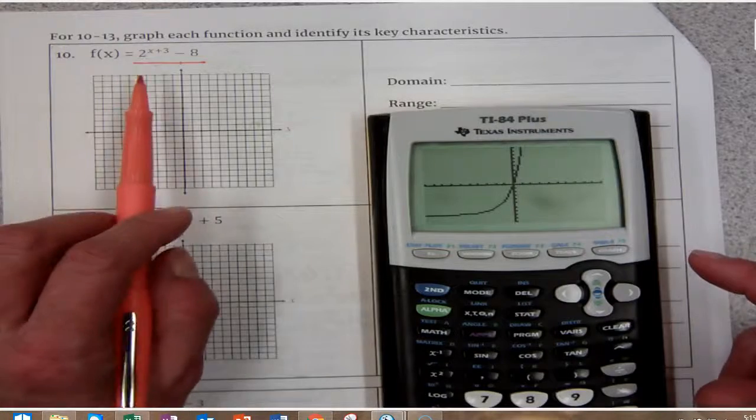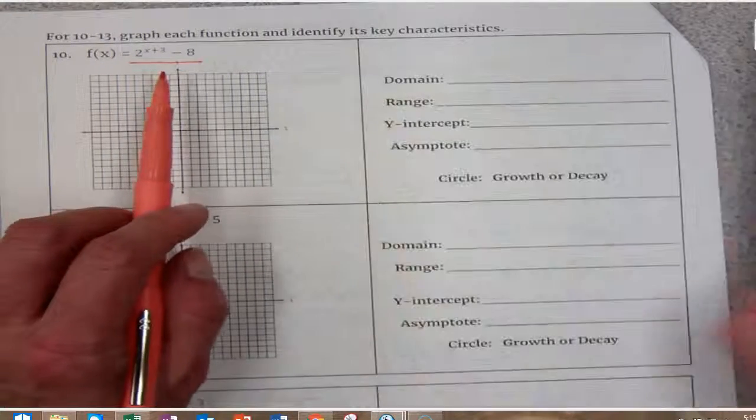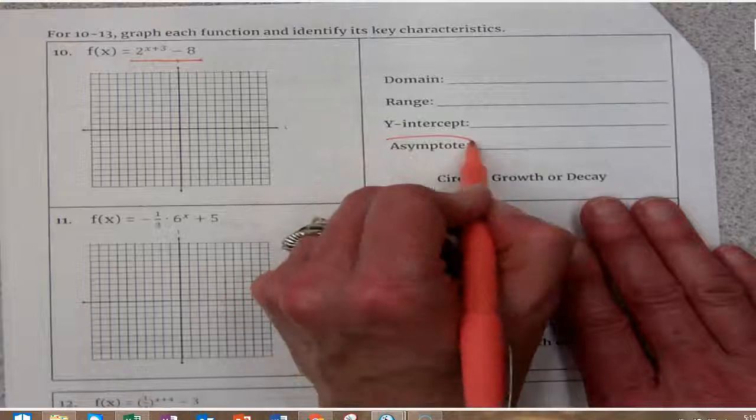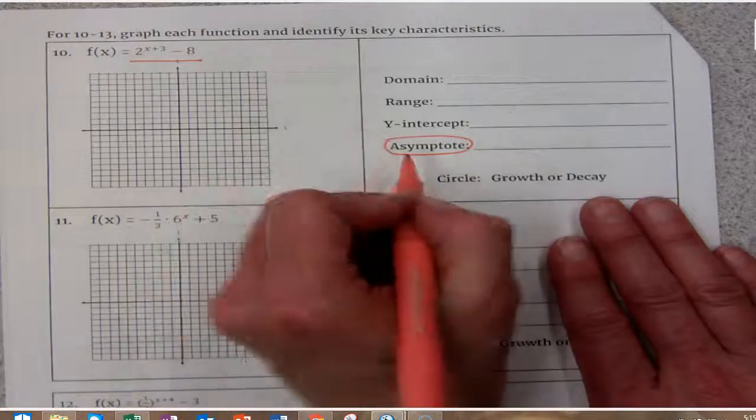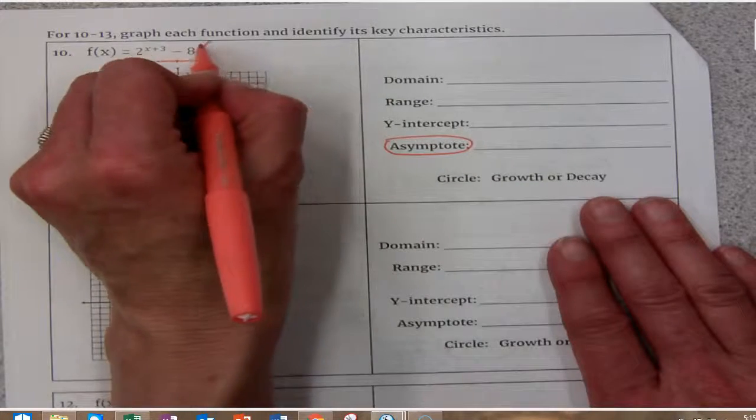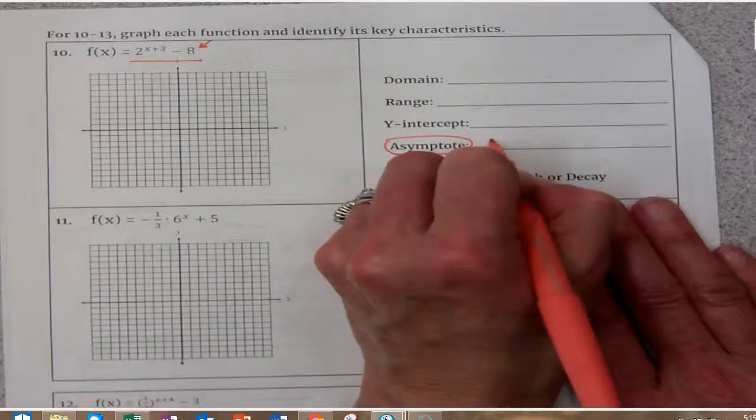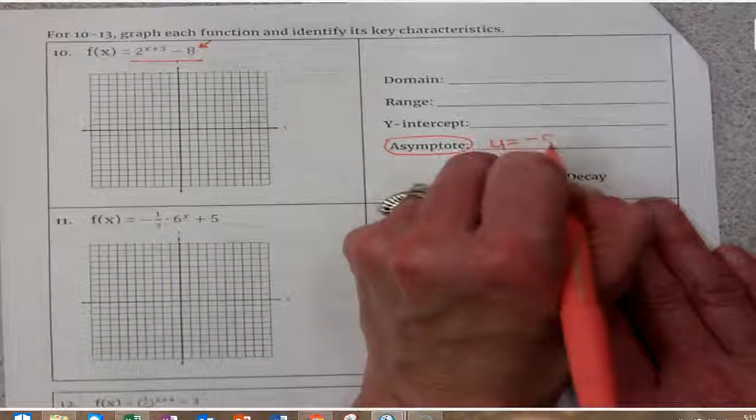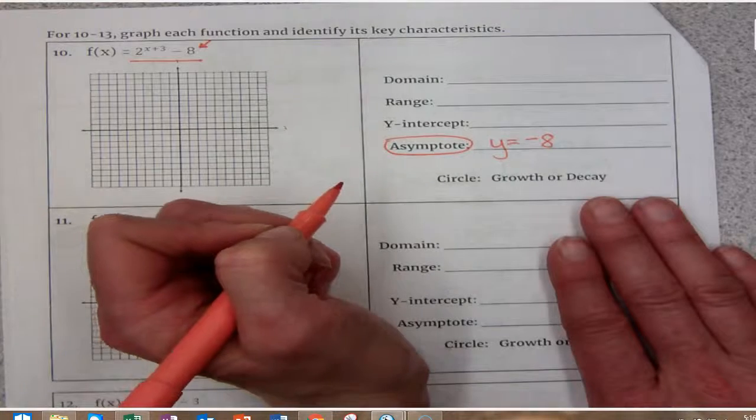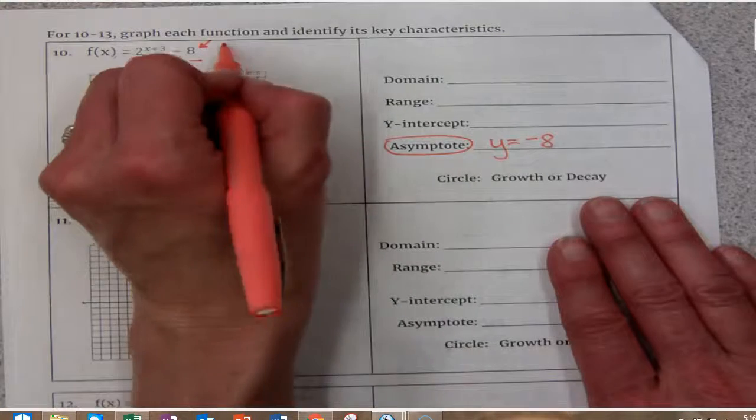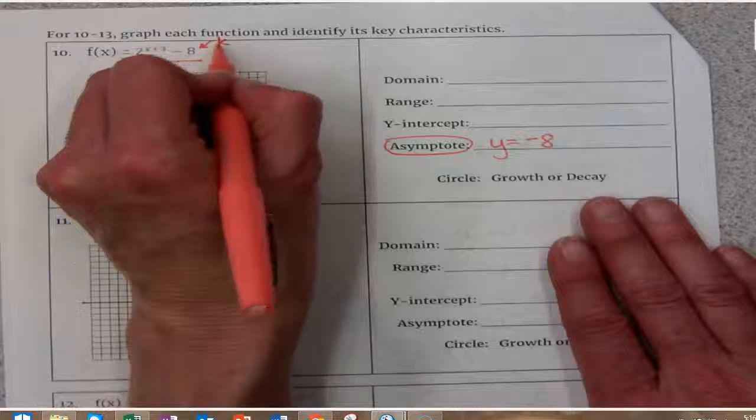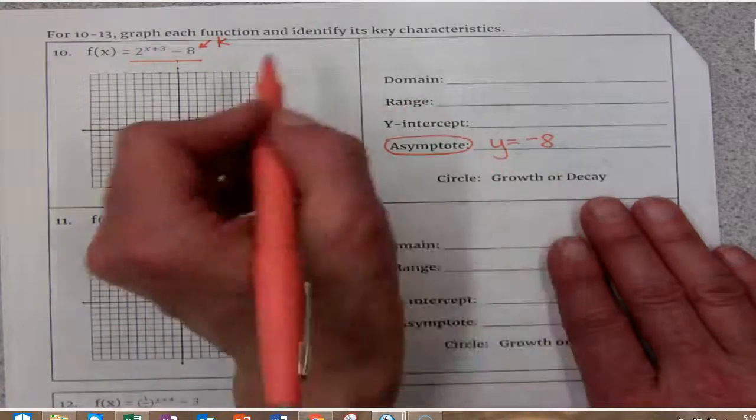Okay, now I'm going to know your asymptote. Let's just say your asymptote is going to be this number. Y equals -8. You can automatically put that in. This is your k value. That is your asymptote.